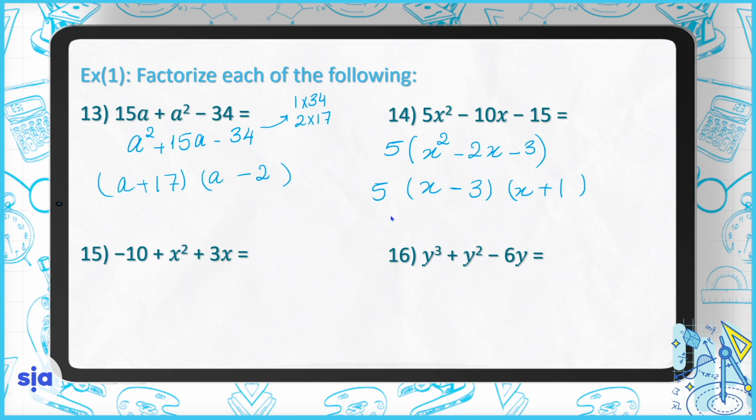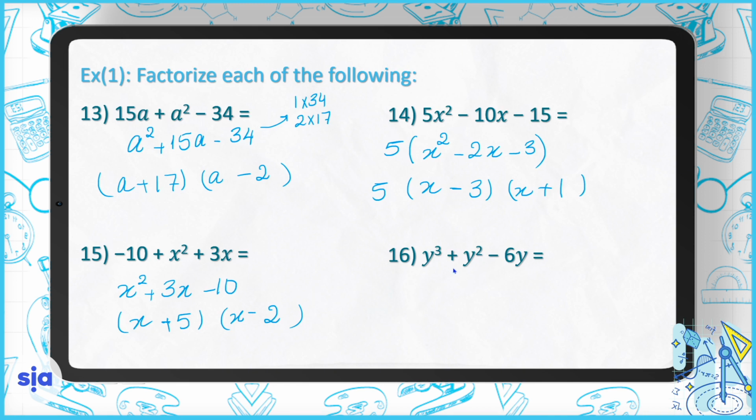Question 15. Yes, excellent. We have to arrange it first. After that, we start factoring. There is no HCF. X and x, plus and minus, the bigger number first, which is 5 and 2.